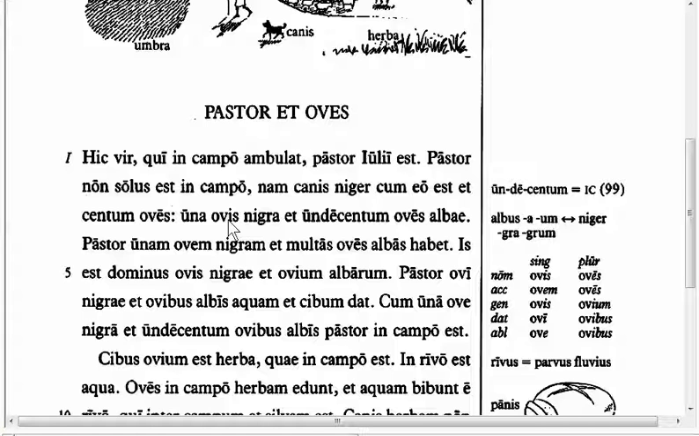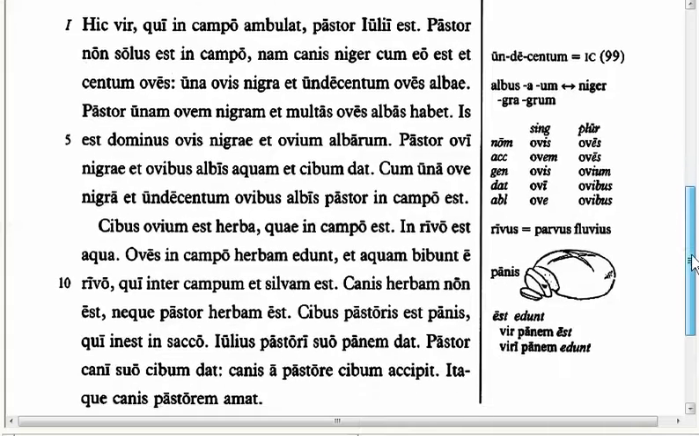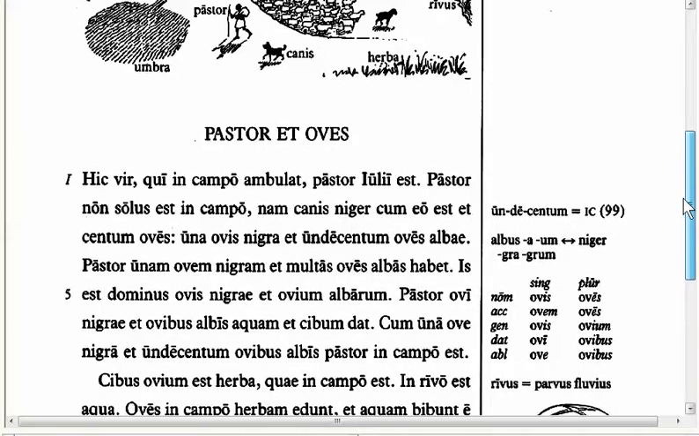If you look at the next line, pastor, we haven't seen this ending before either, the R ending. Pastor is also a third declension noun, but it is masculine rather than feminine. And so here we have the pastor, the shepherd, has one black sheep. Here we have the accusative of ovis, ovem, and many white sheep. And we have the accusative plural here, ovis albas.